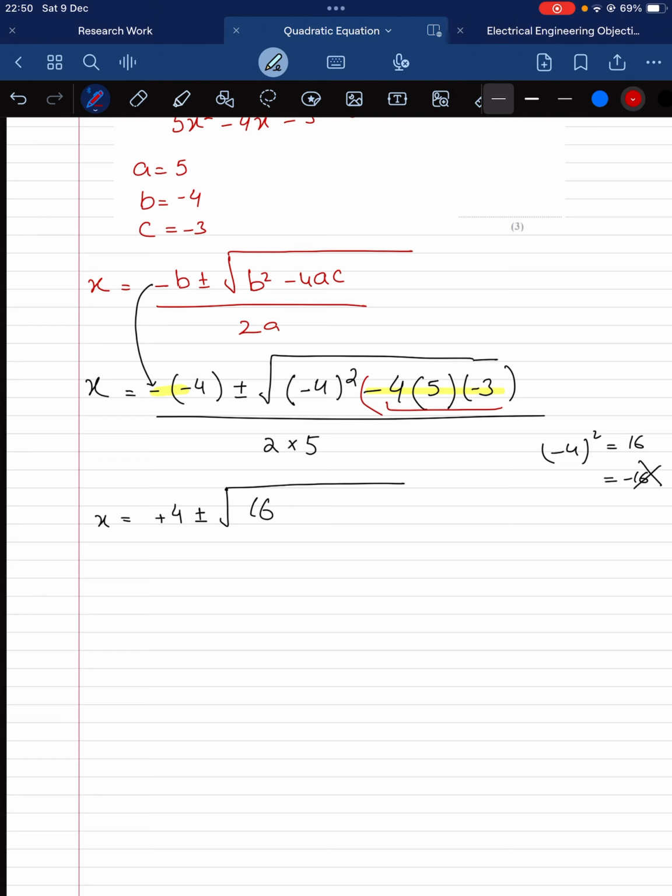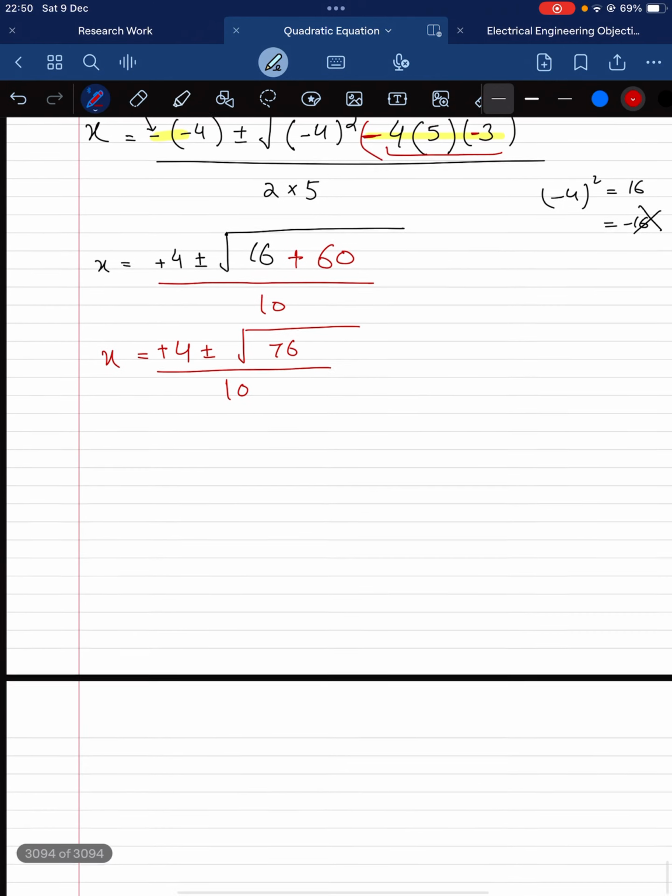First you need to decide the sign. You can see that this is minus and this is minus. We have two minuses, so minus and minus multiplied give you a positive sign. So we have positive 4 times 5 is 20, and 20 times 3 will give you 60. Okay, so we have this over 10. So x is equal to 4 plus or minus the square root of 16 plus 60, which gives you 76, over 10.